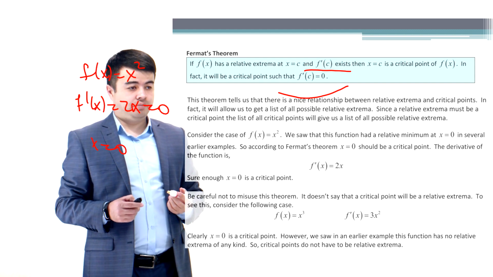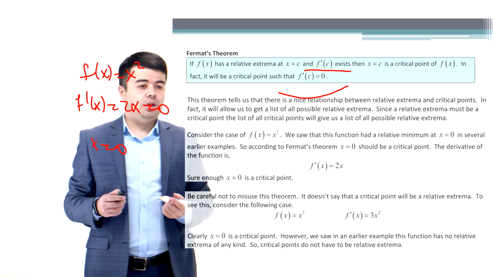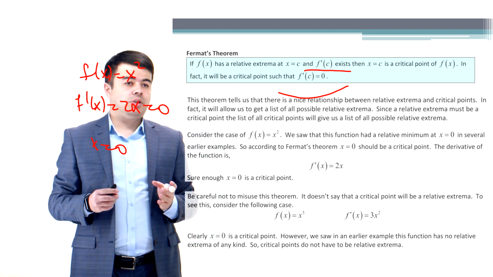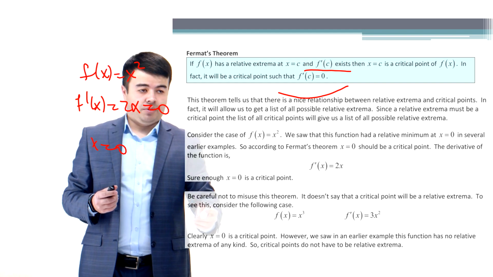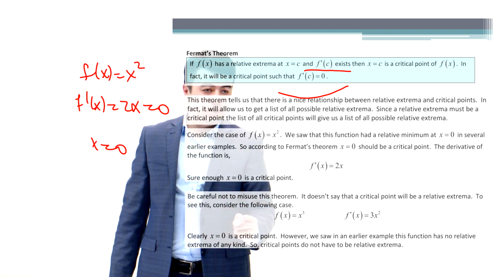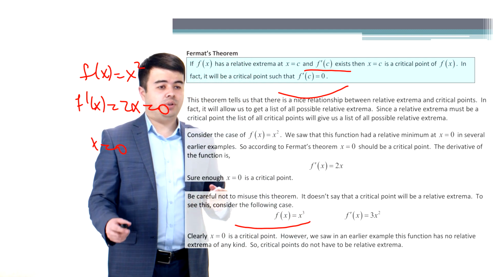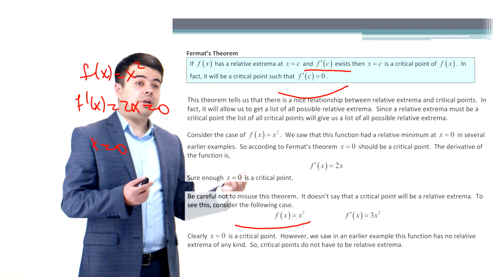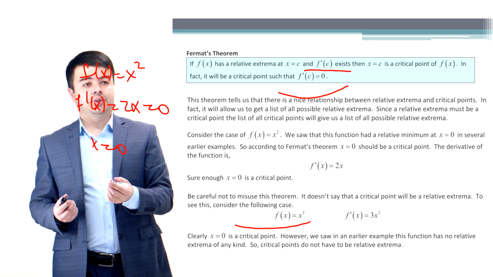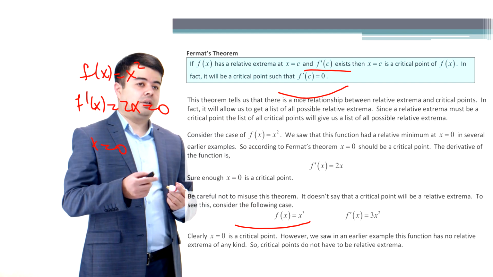But here you can see it does not give us the inverse result. For example, f of x equals x cubed in this case, and f prime here is x squared, and after equating it to 0, x equals 0 is a critical point, but it's not an extrema point. So in reverse order, this theorem is not working. It works only one way.